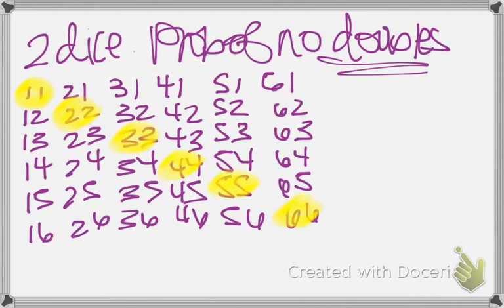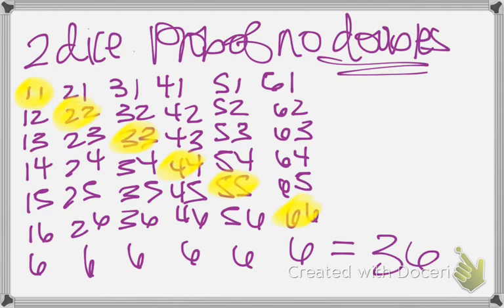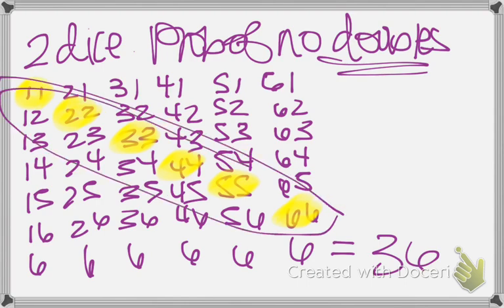Right? Those are our doubles. So here we have 6 possible outcomes, 6 more, 6 more, 6 more, 6 more, 6 more. So there's 36 possible outcomes. The doubles here, there's only 6 of the doubles though. So the probability of rolling doubles is 6 out of 36.